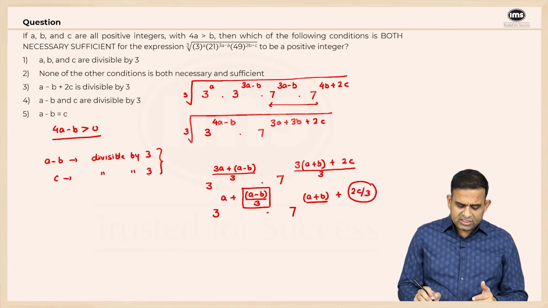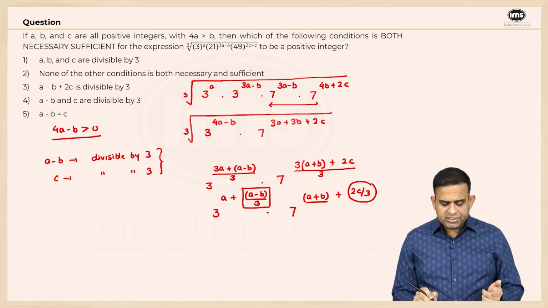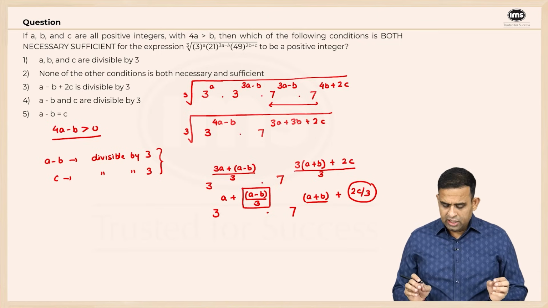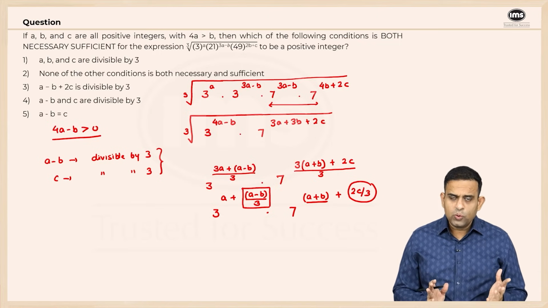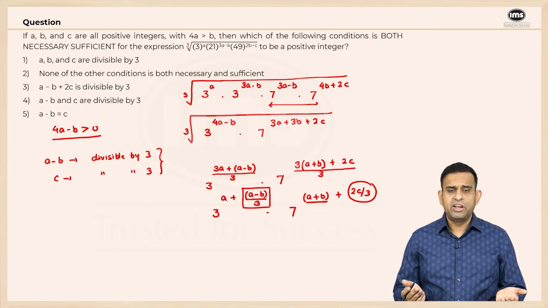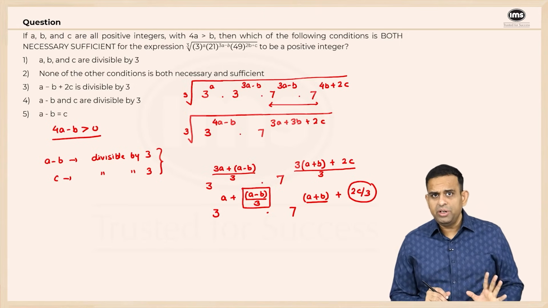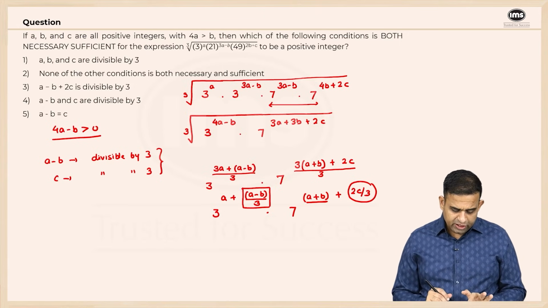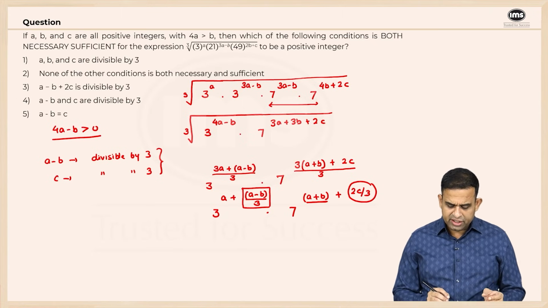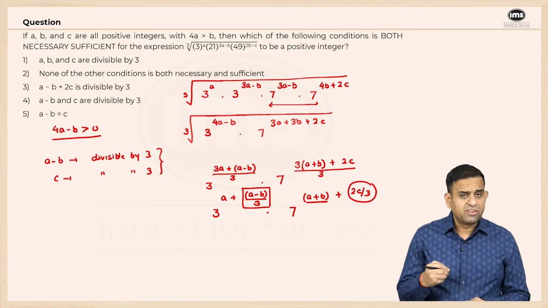So if you look at the options carefully, a, b, c are divisible by 3. That part basically is also going to work over here, but not necessarily correct. I want a minus b to be divisible by 3 and c to be divisible by 3. So again, if you look at the option a minus b plus 2c divisible by 3, this part again is not necessarily important.